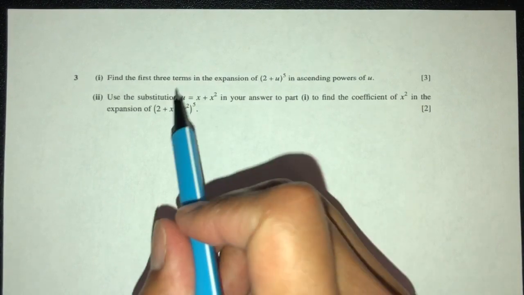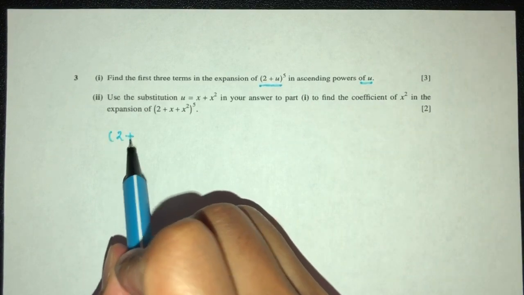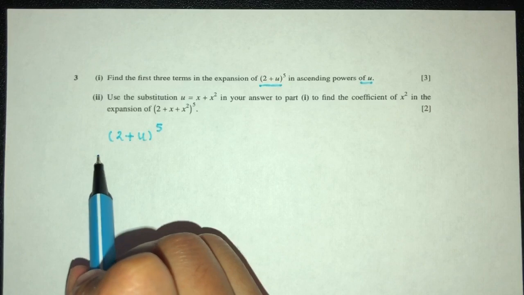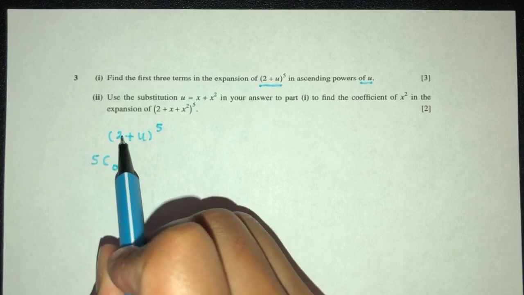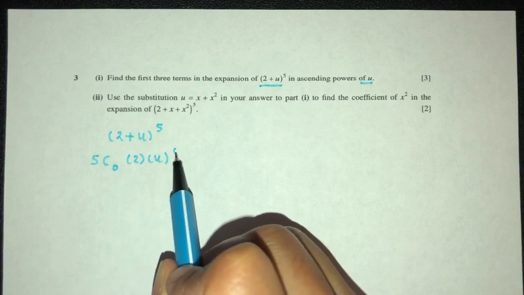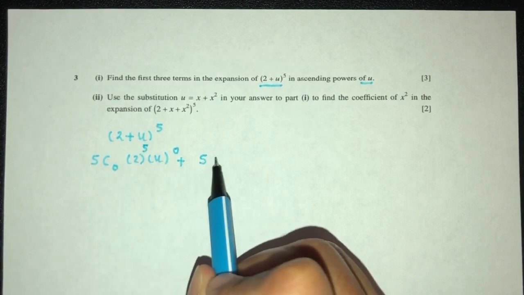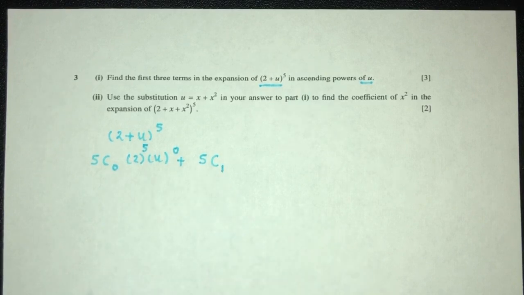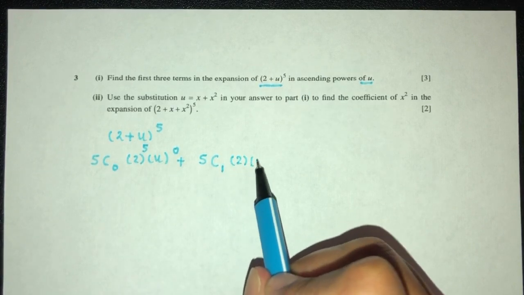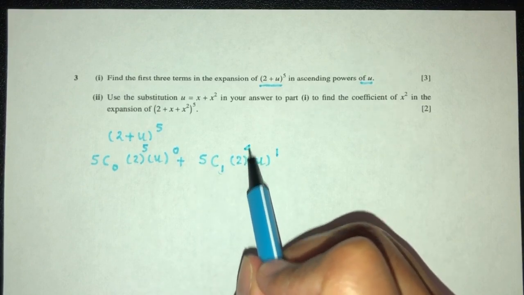Find the first 3 terms of the expansion in ascending powers of u. Pretty easy. We have 2 plus u power 5. So the first term is 5 choose 0. Here we have 2, and then we have u. We have 0 here, so this will be 0 as well. 5 minus 0 is 5. Next term, after 0 we have 5 choose 1. Then that will be 2 here, and here we have u. If it is 1, that will be 1 here. 5 minus 1 is 4.